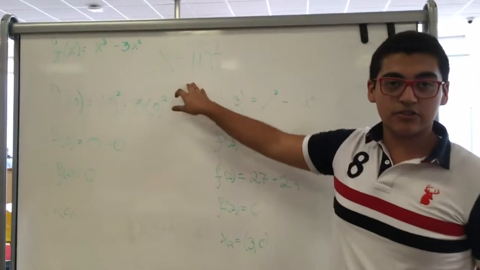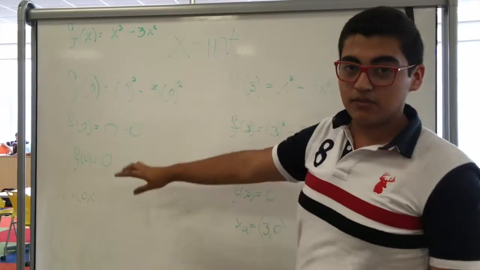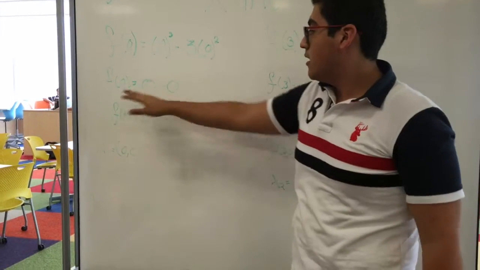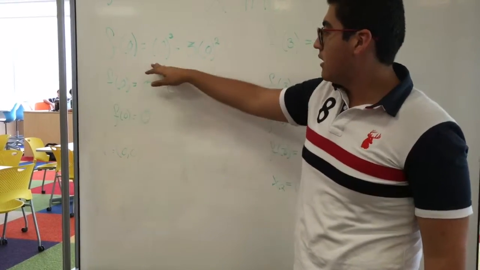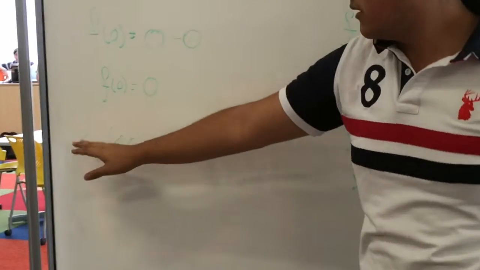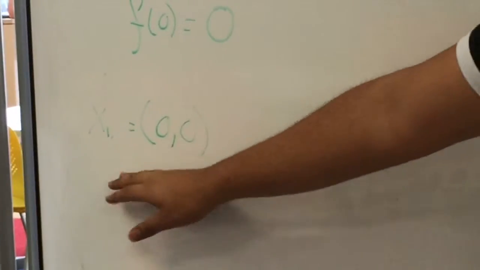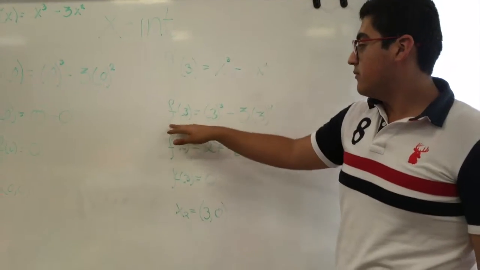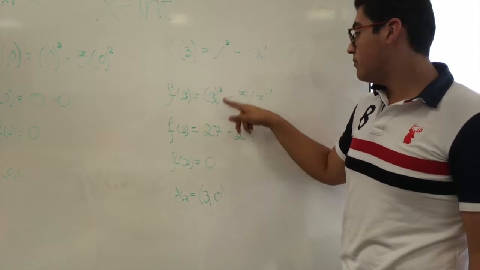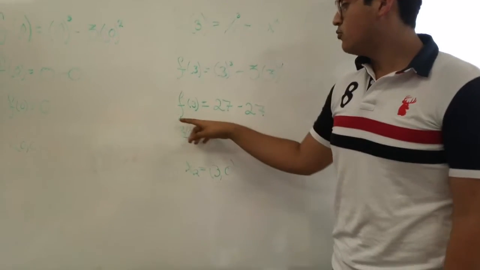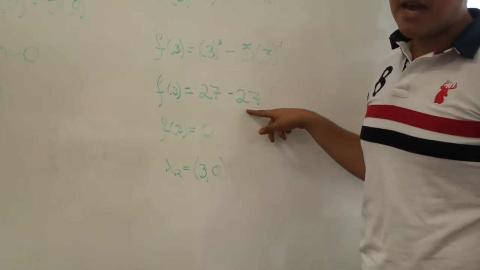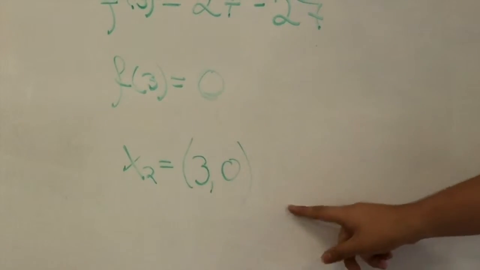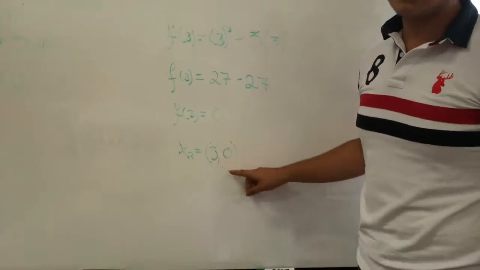Now to find the x-intercept of this function, we have to substitute the values of x. We substitute 0 and it gives us f of 0 equals 0. So the first x-intercept will be at (0, 0). Then we substitute f of 3, which gives us f of 3 equals 3 cubed minus 3 times 3 squared. This will be f of 3 equals 27 minus 27, so f of 3 will be equal to 0. Now our second x-intercept will be (3, 0).